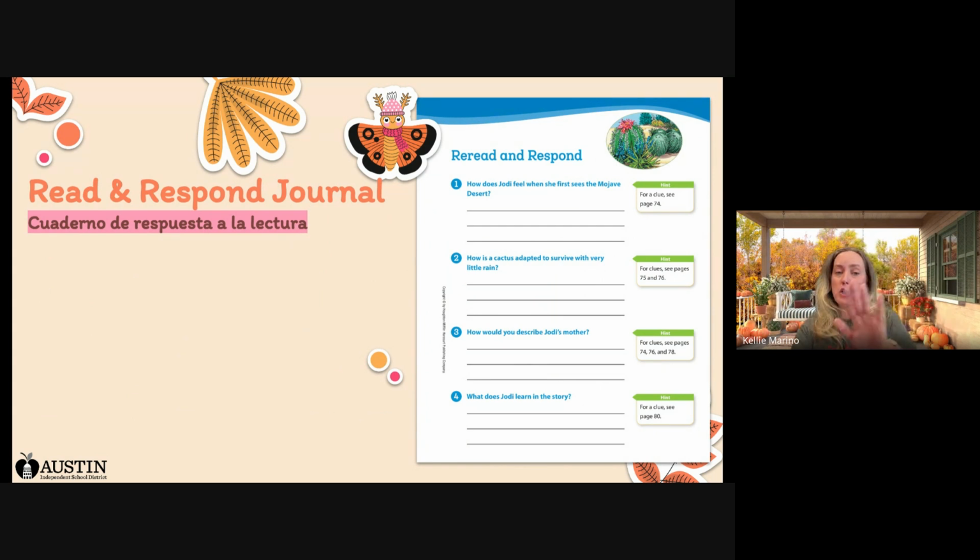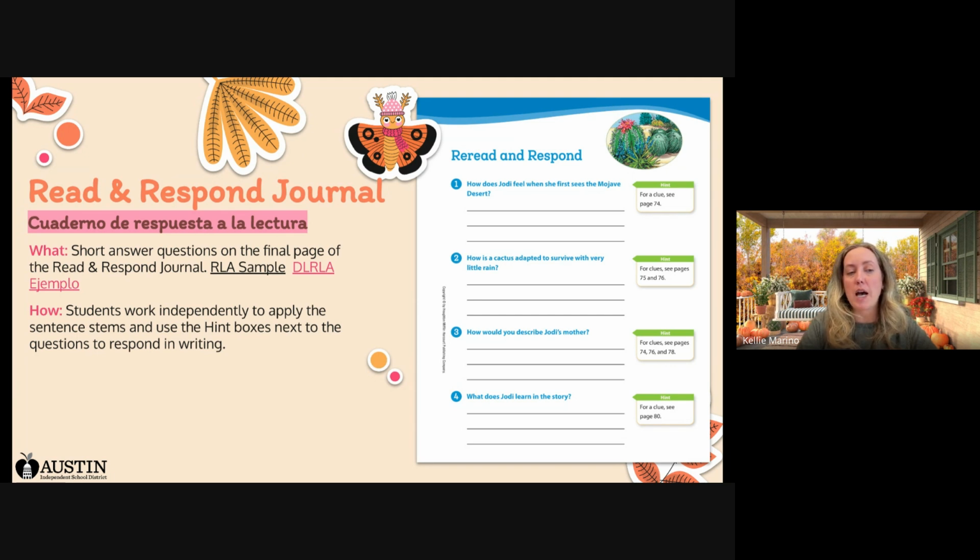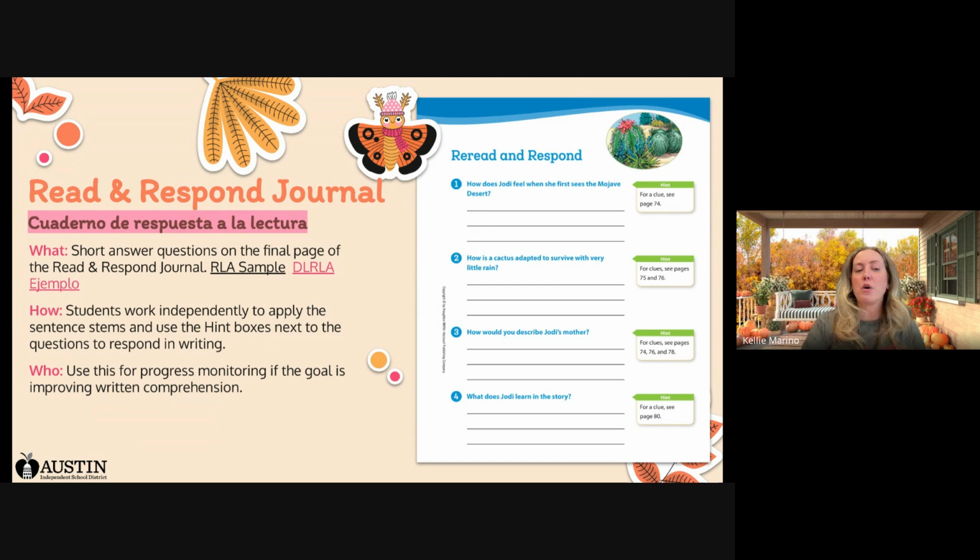If you didn't get to look at the last page of the read and respond journal, here's what it looks like. You've got short answer questions on the final page. The students work independently and apply the sentence stems and use the hint boxes next to the questions to respond in writing. Who would I use this for? So I would use this one for progress monitoring if the goal is improving written comprehension. So this might be students that are a little more advanced on your comprehension scale and need just that little bit more.